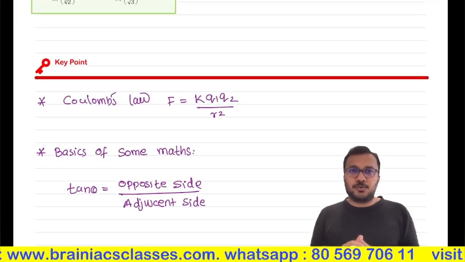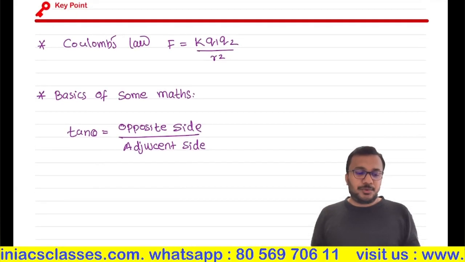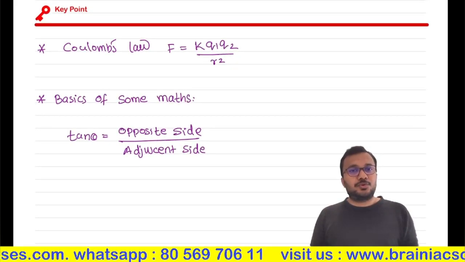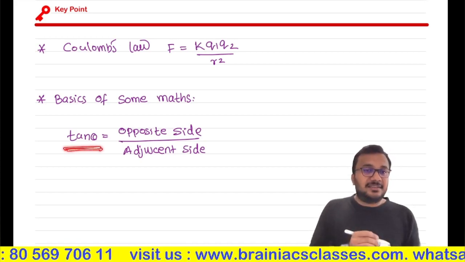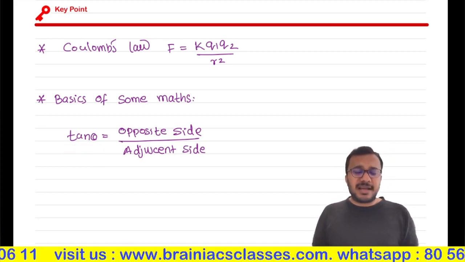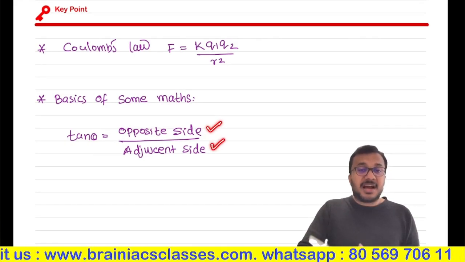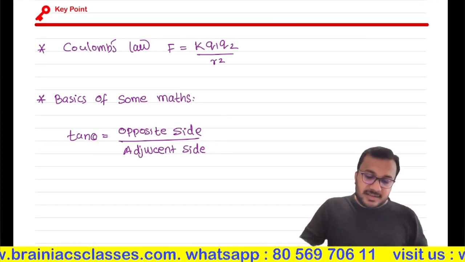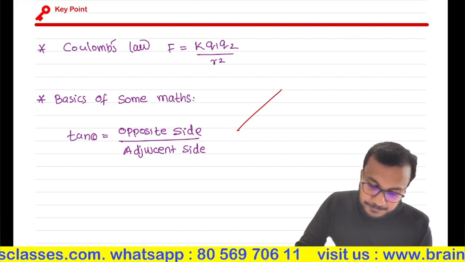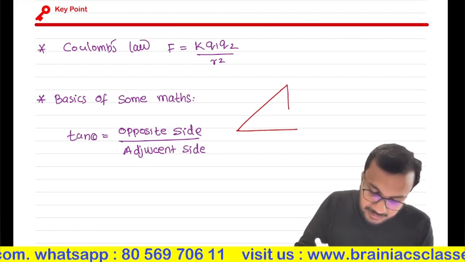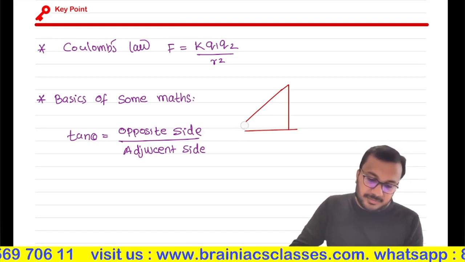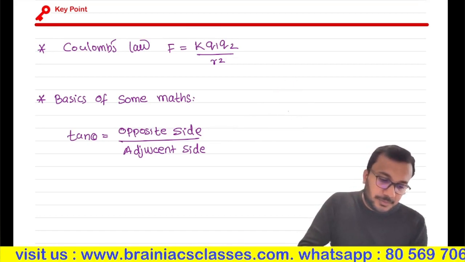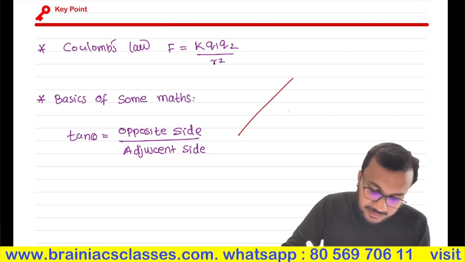First of all, always the Coulomb's law: F equal to K into Q1 Q2 by R square. And some basics of mathematics, you must know what tan theta is. Tan theta in mathematics is opposite side by adjacent side. So let's take a triangle like this one.